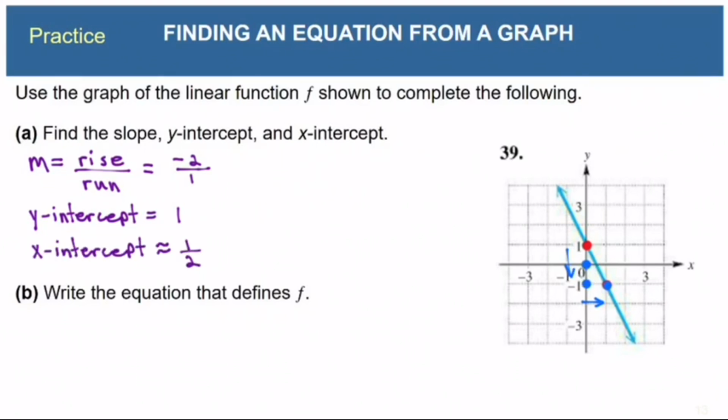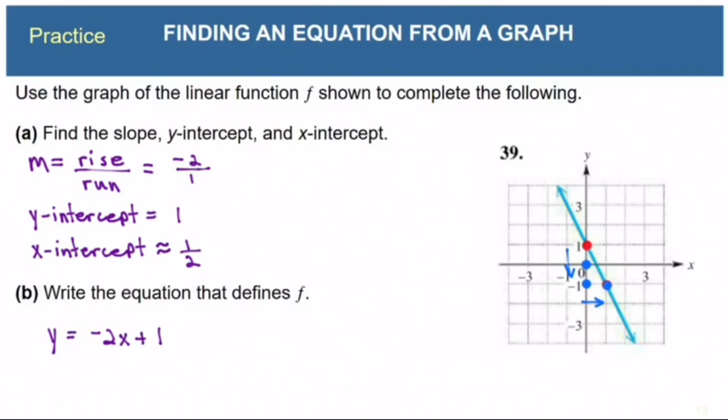We can be sure later when we have the equation of the line, but for now let's just say it's about 1/2. And now to write the equation that defines the line, all we need is the slope and the y-intercept. So remember, it's y equals mx plus b, where m is the slope and b is the y-intercept. So this is going to be y equals negative 2x plus 1.